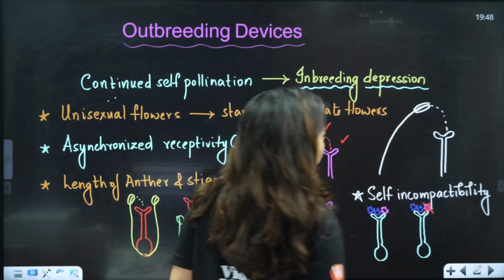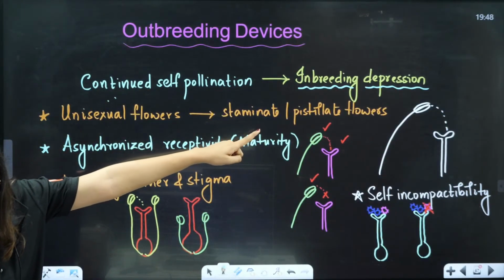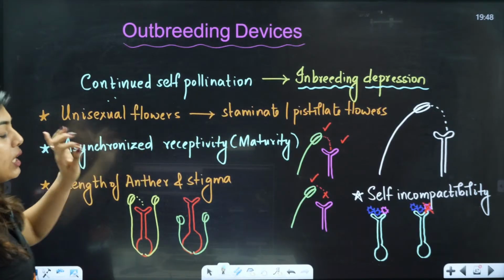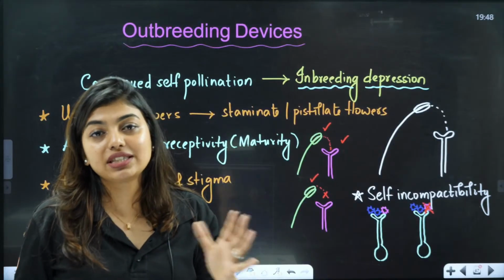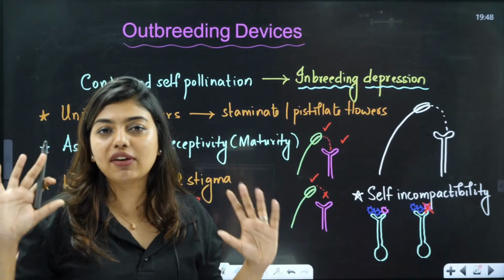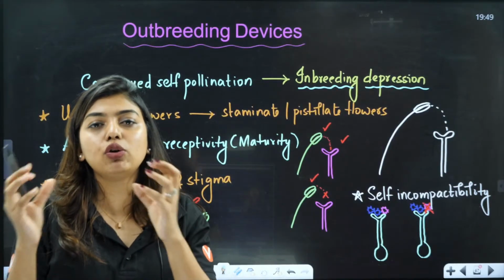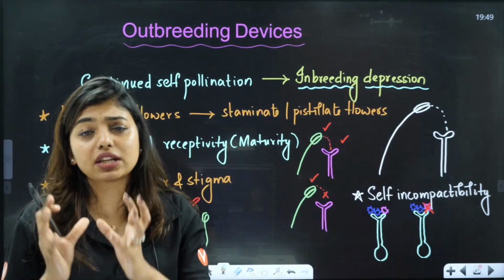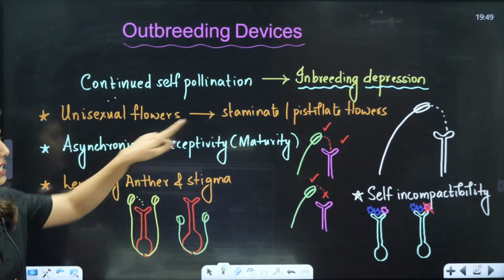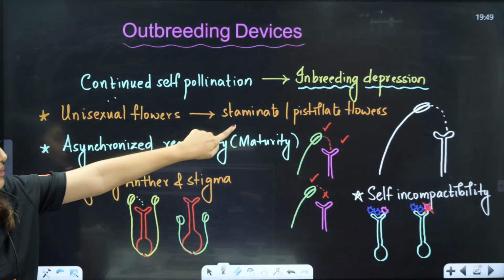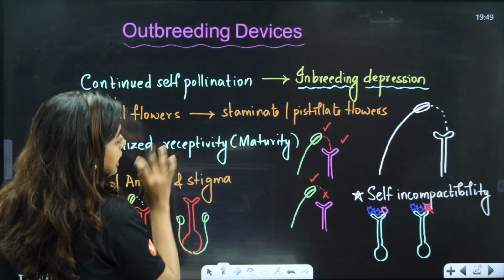Plants have a few tools. Continued self-pollination leads to inbreeding depression. Clear? Now, the first way for the plant to avoid self-pollination: how? They form unisexual flowers. Because if male and female parts, anther and stigma, are in the same flower, it will be a problem. So what will they do? They will form unisexual flowers. Unisexual flowers, that is staminate or pistillate flowers. The ones that have stamens, the ones that have pistils. Clear?